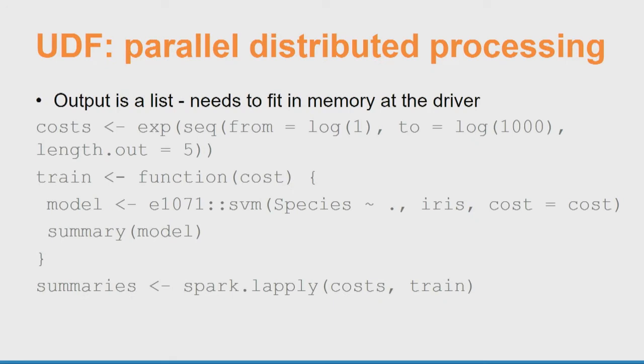So this is a slightly more elaborate example. The idea here is this. If I want to try this SVM model with different cost values, what I can do is, in this first line here, generate a sequence of values to try, and pass it onto this function I defined here using spark.lapply. What it will do is pass each of these individual values to this UDF. And all of these will execute in parallel across the big cluster you have. At the end of it, you get this list of summaries you can evaluate in terms of the performance of the model and in terms of what cost value gives you the best result.